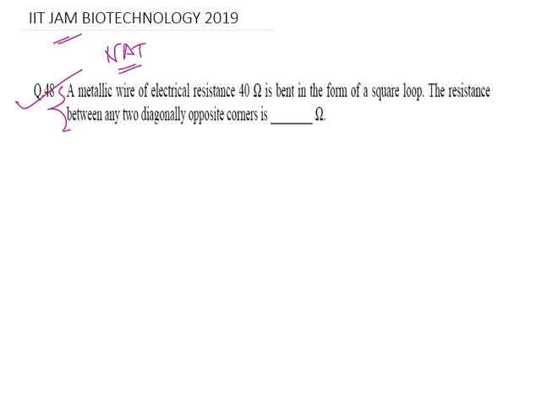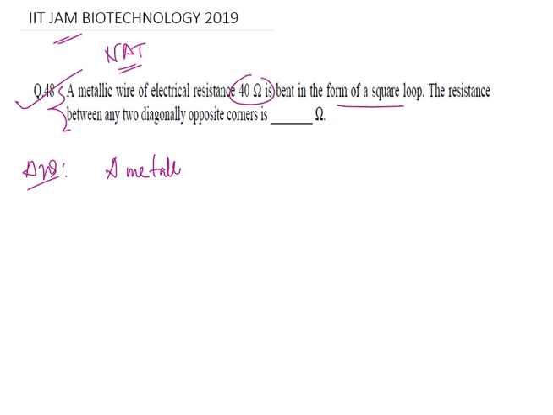A metallic wire of electric resistance 40 ohm is bent in the form of a square loop. The resistance between any two diagonally opposite corners is dash ohm. So now let's get into the solution.